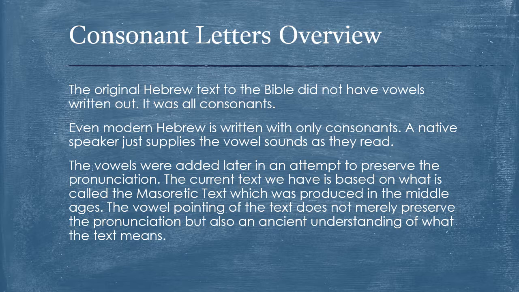Just a few things before we begin looking at the letters. First of all, the original Hebrew text of the Bible did not have vowels written out. It was all consonants. Even modern Hebrew is written with only the consonants. A native speaker just supplies the vowels as they read. The vowels were added later in an attempt to preserve the pronunciation. The current text, which we have, is based on what's called the Masoretic text, which was produced in the Middle Ages. The vowel pointing of the text does not merely preserve the pronunciation, but also an ancient understanding of what the text means.